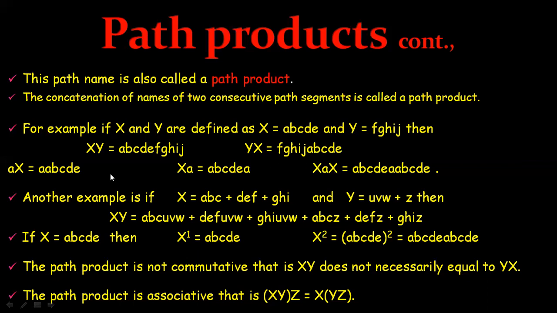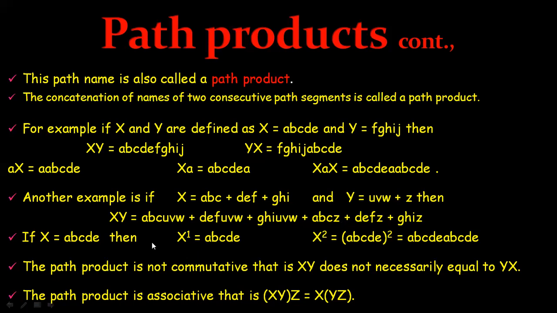So let us do this with another example. Here x is equal to ABC plus DEF plus GHI, whereas y is equal to UVW plus Z. Then XY will be represented as the product of these. Of course, we apply the distributive law also, so each term is multiplied with these terms. Then it is ABC UVW, ABCZ, DEF UVW, DEFZ, GHI UVW, GHI Z.